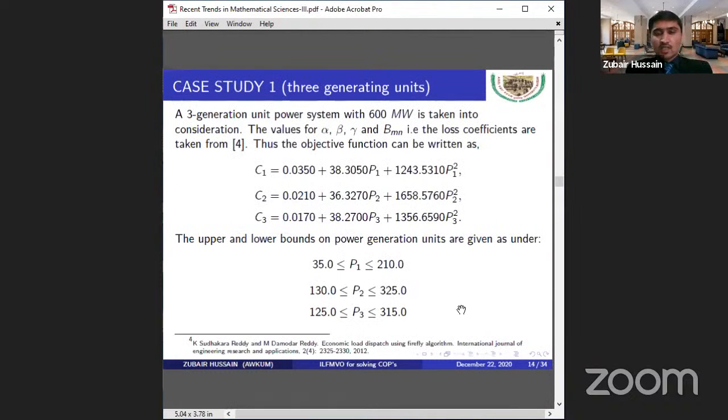Case study 1. We have selected this case study with a 3-unit power system with 600 megawatt. The values for the alpha, beta, gamma, and B coefficients have been taken from the literature. The objective function can be written in this form: C1, C2, and C3. And their constraints can be written in this form: P1 lies between 35 and 210, P2 lies between 130 and 325, P3 lies between 125 and 315.